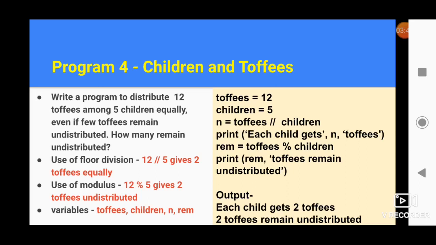Okay, so what we have done here is to print 3 data items. The first data item is a string literal which has the words each child gets. The second data item is the variable n, and the third data item is the string literal toffees.